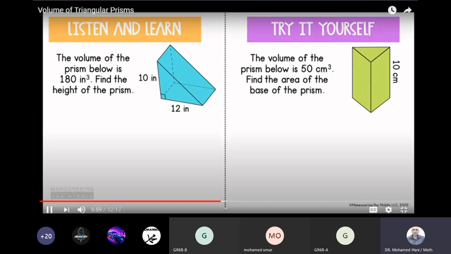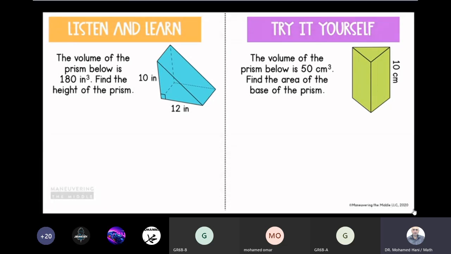This question says the volume of the prism below is 180 inches cubed. Find the height of the prism. Okay, so this one's a little bit different because it's actually giving us the volume. So let's go back to our original formula. Volume equals the area of the base times the height. I know that the volume of the prism is 180 inches cubed, so I can substitute that for V. And then I know there's the area of the base and the height. The question is asking for the height.